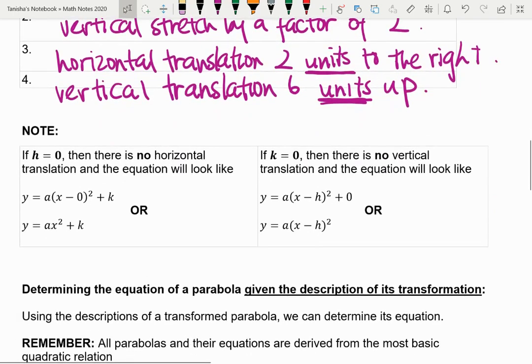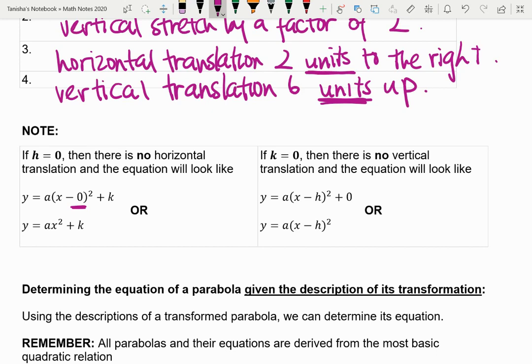One thing to note is that if your h is equal to 0, which is a possibility, then there is no horizontal translation, and the equation will look like y equals a bracket x minus 0 squared plus k. But we don't usually show that 0. So you're just going to see a times x squared plus k. Some students will look at this and say, oh, my k value is my h because it's being added right to the x squared term, but that is not the case, right? This is the case where your h is 0. So if there is no horizontal translation, you don't have to state that no horizontal translation occurs. Just state the translations that have occurred.